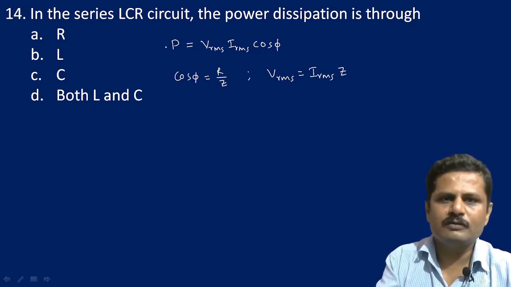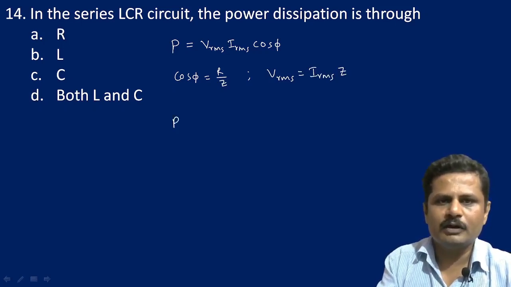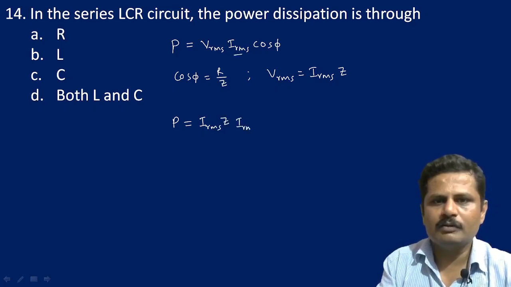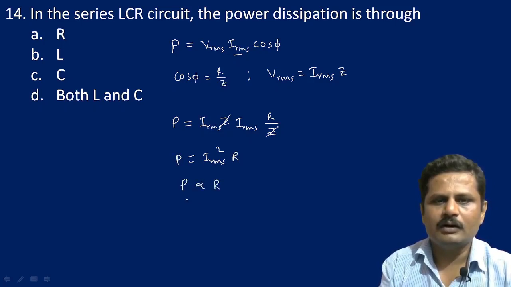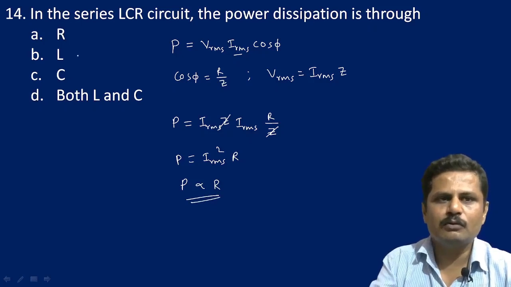So on substituting these two in this, we can get power dissipation is equal to Vrms. In place of Vrms, I am writing Irms into Z, and Irms as it is, and cos φ equals R by Z. So Z and Z cancel, and we get Irms square times R. By this we can say that power dissipation is directly proportional to R, that is, power dissipation is through only resistance. So option A is the right answer.